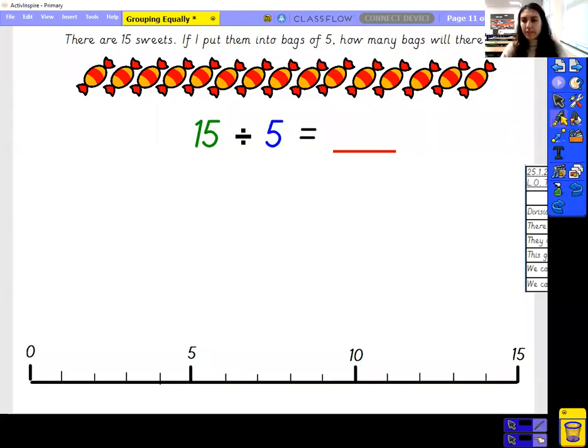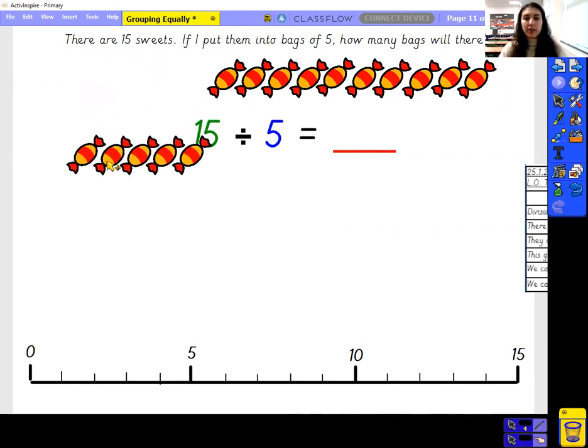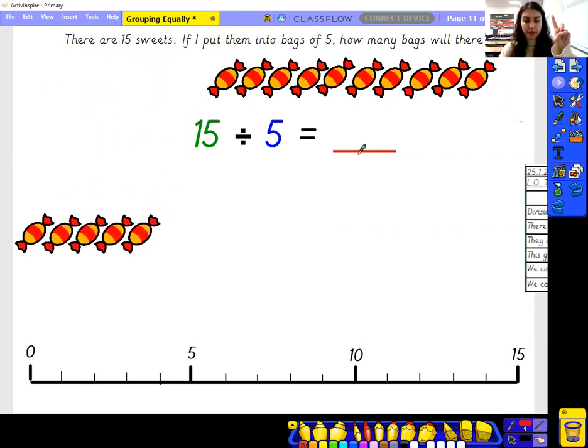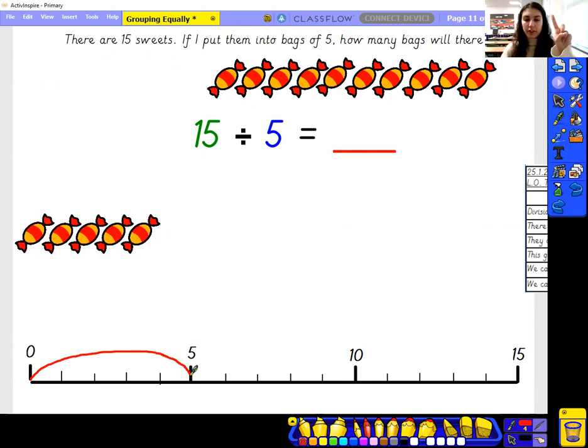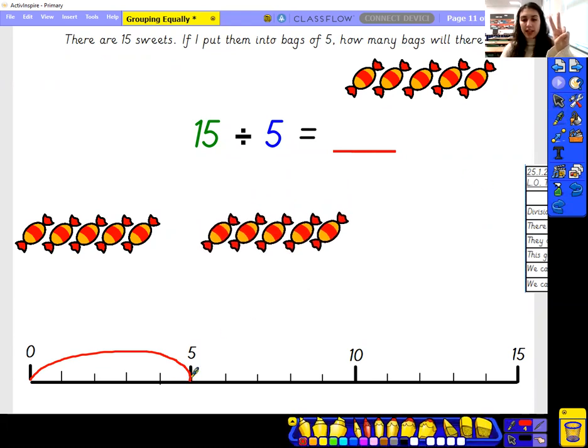So remember, 15 is the number of sweets that I'm starting with. So 15 divided into groups of 5. Well, I know that one group of 5 would be 5. That's not 15 yet, so I'm going to add another group of 5, and that would be 10. So 2 groups of 5 would be 10.